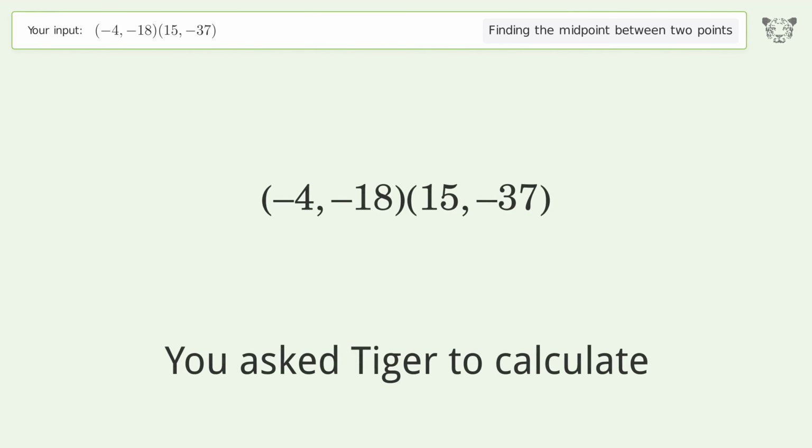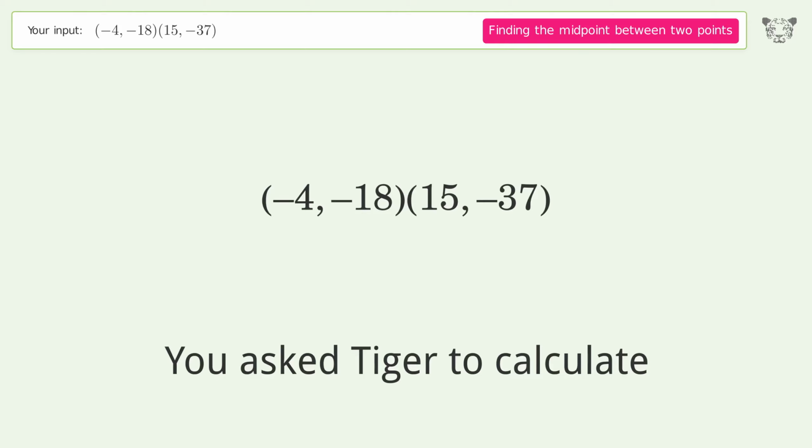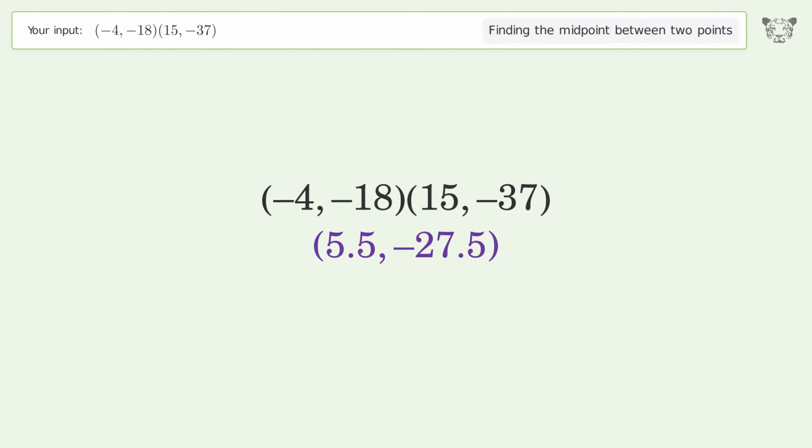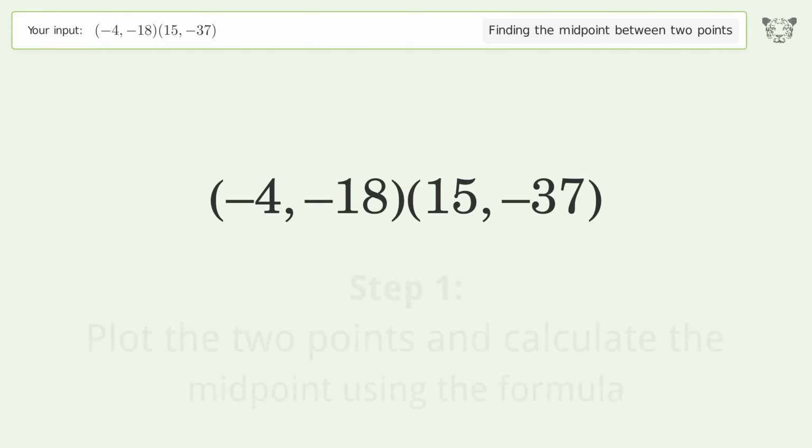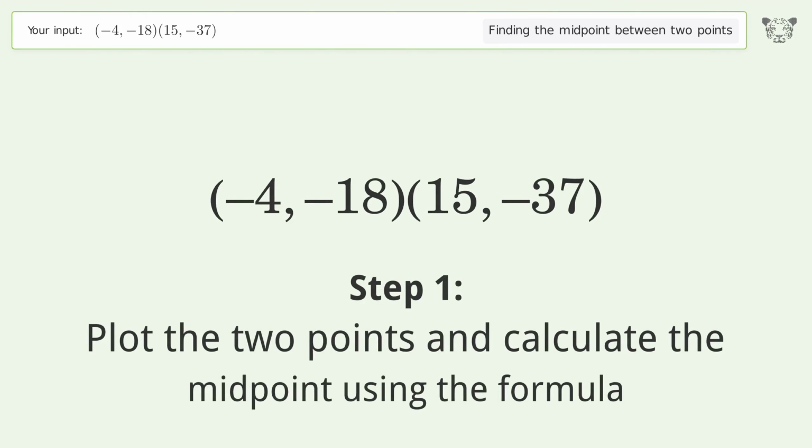You ask Tiger to calculate. This deals with finding the midpoint between 2 points. The midpoint between the 2 points is 5.5, negative 27.5. Let's solve it step by step. Plot the 2 points and calculate the midpoint using the formula.